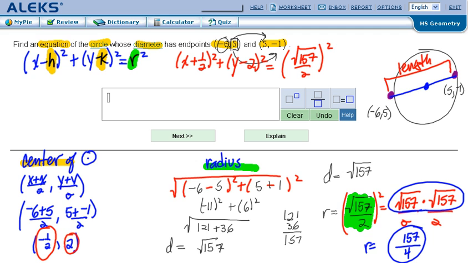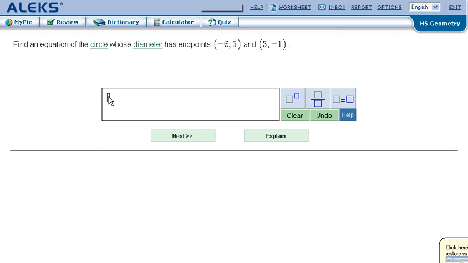So to plug everything in and pull it together, we have (x + 1/2) squared plus (y - 2) squared equals 157 over 4.